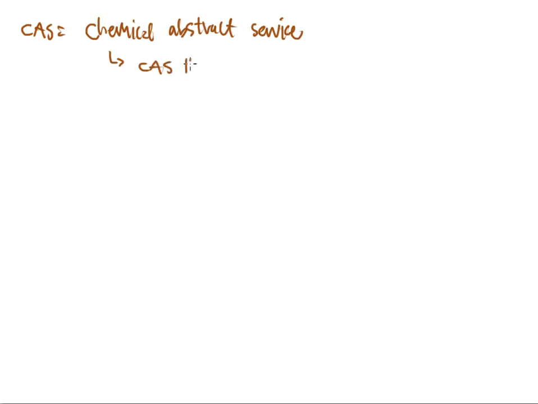All right, so I'm going to clear the screen off, and we're going to talk more about CAS. What does CAS stand for? Well, CAS, the C stands for chemical. Go figure. The A stands for abstract. And the S stands for service. A chemical abstract service number. And all CAS numbers are unique.